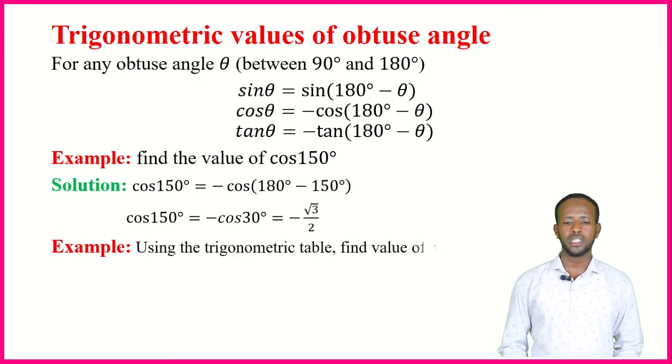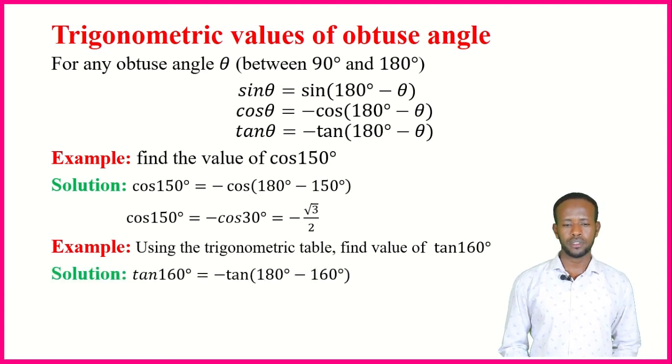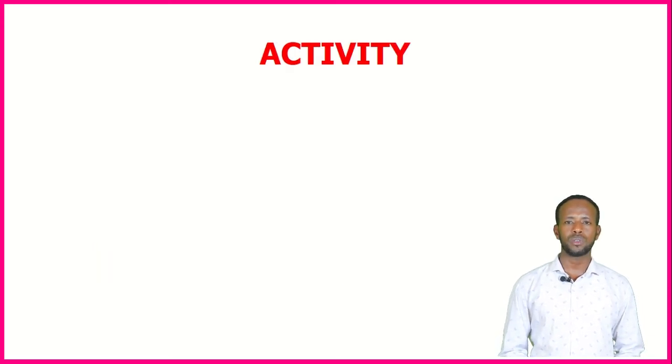Let us see another example. Using the trigonometric table, find the value of tan of 160 degrees. In a similar way, we will try to find it. Solution. Tan of 160 degrees is equal to negative tan of 180 degrees minus 160 degrees, and this is equal to negative tan of 20 degrees. Tan of 20 degrees, we will search from where? From the trigonometric table. From there, we can get 0.364 and multiply that by minus. So tan of 160 degrees is equal to negative 0.3640.